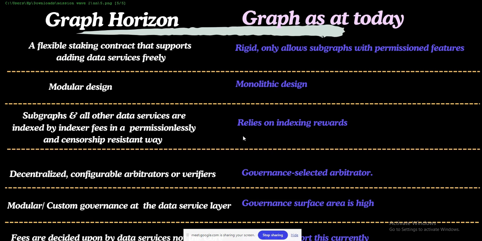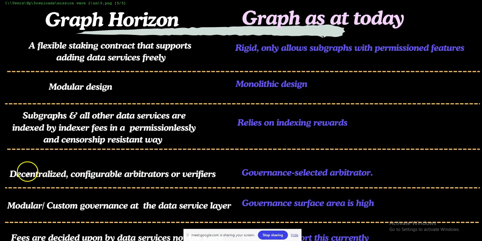So this is a brief comparison of the Graph today and what Graph Horizon is going to bring. I said it's going to be a flexible staking contract that supports data services freely. Right now you can really only do subgraphs with it. The next is that it's a modular design, unlike today's, which is just monolithic. The next is subgraphs are going to be more censorship resistant. It is not going to rely, like today, on indexing rewards; they're going to be secured by indexing fees.